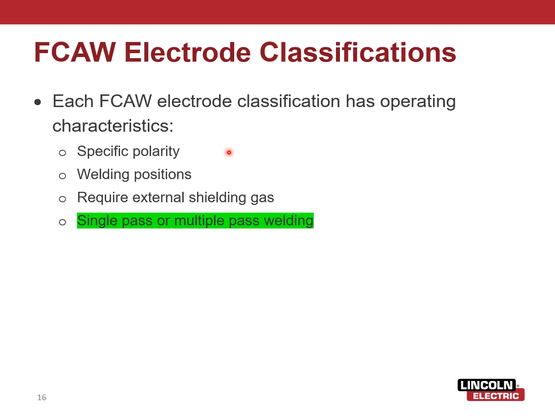So the electrode classification, the operating characteristics, right? That's going to be your specific polarity, your welding positions, the required external shielding gas, and whether or not it is a single pass or multi-pass welding. So these are characteristics of the flux component, that dash number, that is going to tell you all of this information.